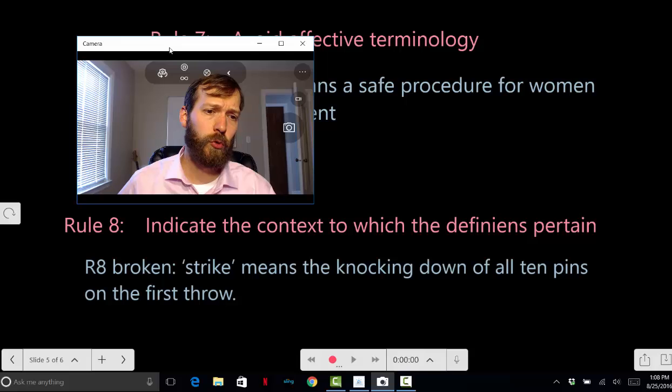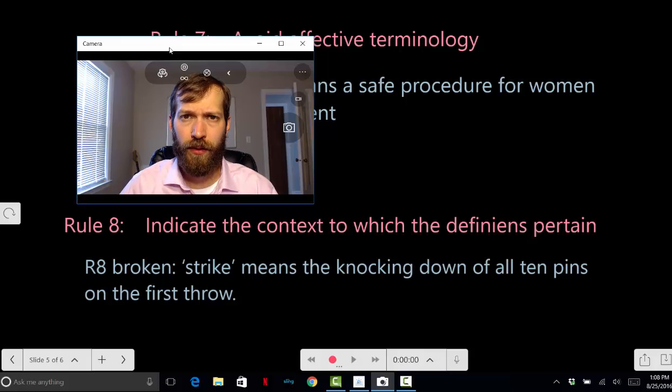All right, Rule 8. It tells us to indicate the context to which the definitions pertain. So a lexical definition is going to list off all the meanings of the words, or at least the idea is to give you the meaning of the words that are used in ordinary language. Some words are going to have multiple meanings. Well, if I want to give one of those meanings to somebody, I need to let that person know the correct context in which to use it.